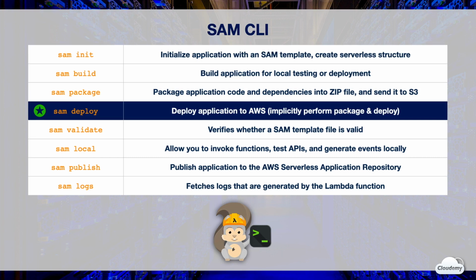SAM validate command verifies whether a SAM template file is valid. SAM local commands allow you to invoke functions, test APIs, and generate events locally. SAM publish command publishes the application to the AWS Serverless Application Repository, so that you can share the SAM application with other developers, or the open source community. SAM logs fetches logs that are generated by the Lambda function.